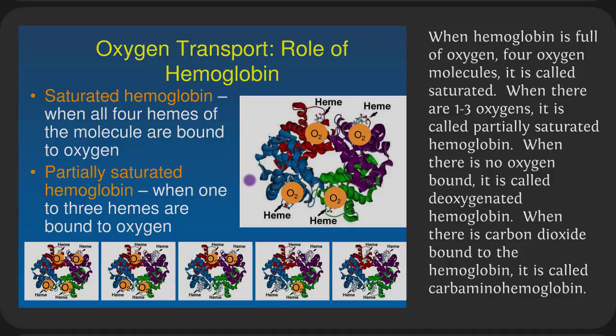When hemoglobin is full of oxygen, 4 oxygen molecules, it's called saturated. When there's 1 to 3 oxygens, it's called partially saturated. When there's no oxygen, it's called deoxygenated hemoglobin. When there's carbon dioxide bound to the hemoglobin, it's called carbaminohemoglobin.